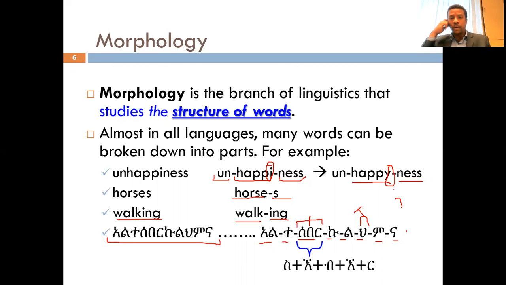So doing such kind of analysis is what we call morphological analysis. And for Semitic language, even the stem sabber can be further divided into smaller pieces, s, a, b, a, r, because internally it has its own vowel.